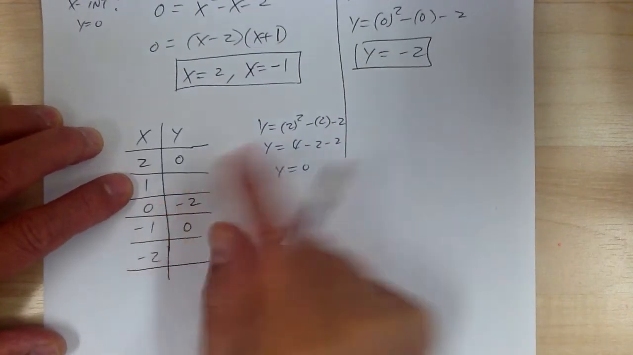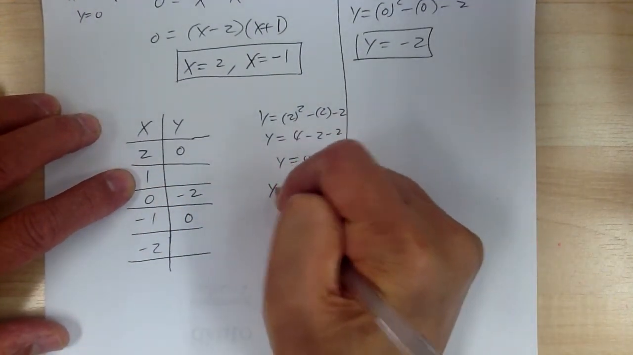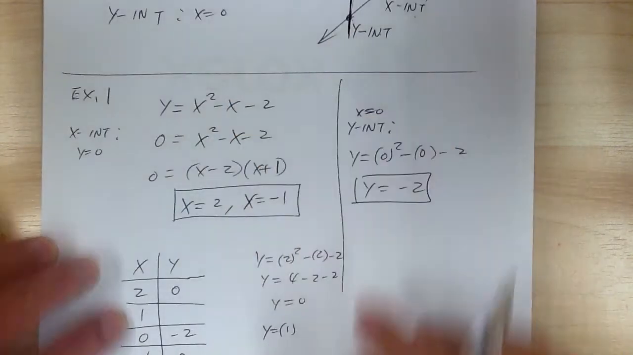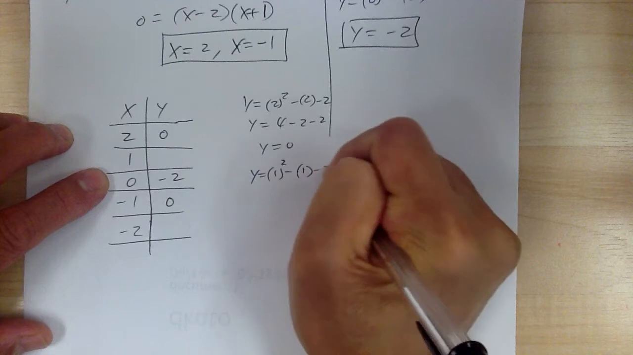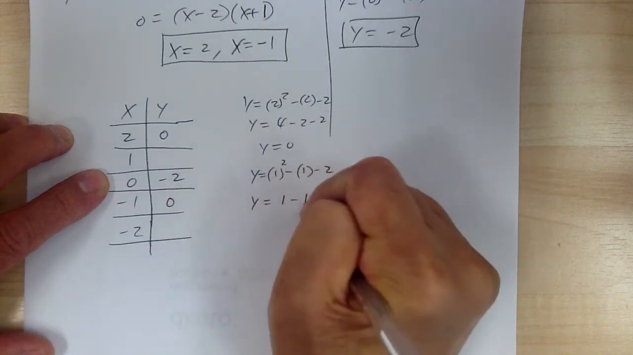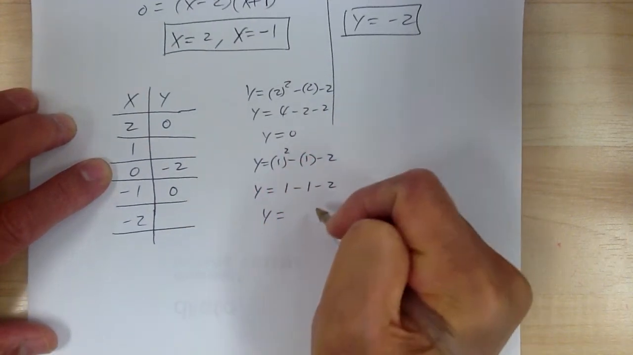Now let's get this point. So when x equal to 1, right, all we do is just substitute to find the points. So y equal to 1 minus 1 minus 2. So y equal to negative 2.